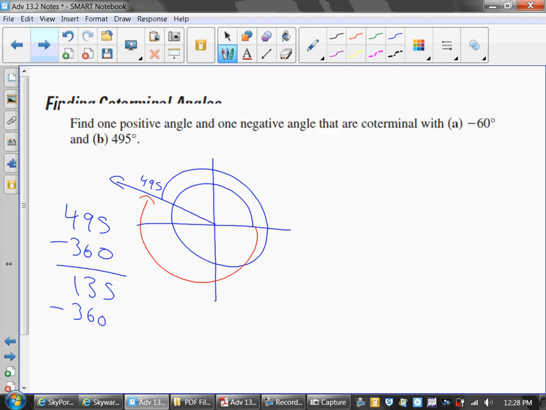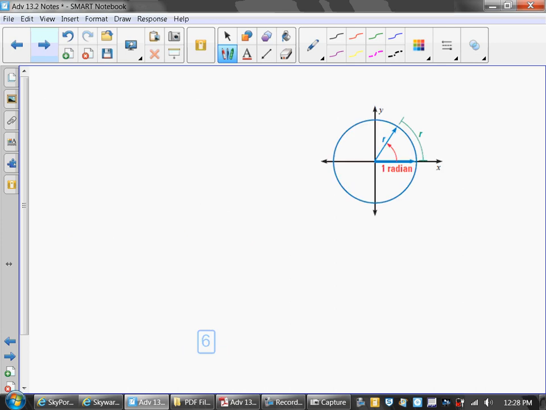So this leads us into the real fun stuff, like Mr. Thames was talking about. Radians. Think about circumference, the circumference of a circle. What is the formula for the circumference of a circle?